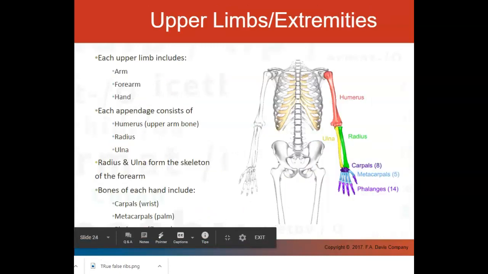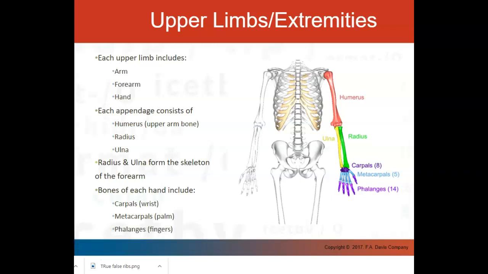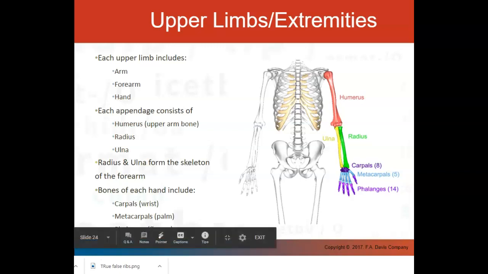Upper limbs or extremities. Each upper limb includes an arm, forearm, and hand. Each appendage consists of the humerus, which is in red there, and the radius, which is in green. The radius always lines up with your thumb, and then the ulna lines up with your pinky there. Radius and ulna form the skeleton of the forearm.